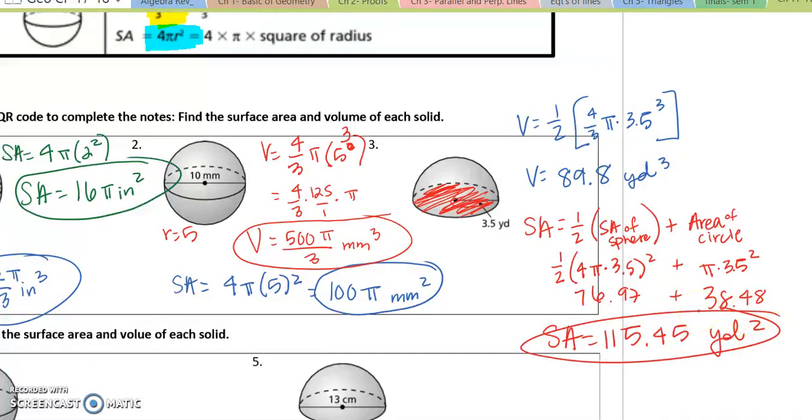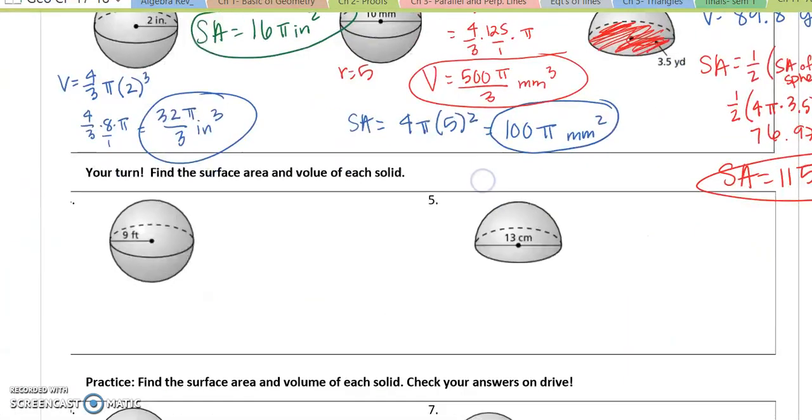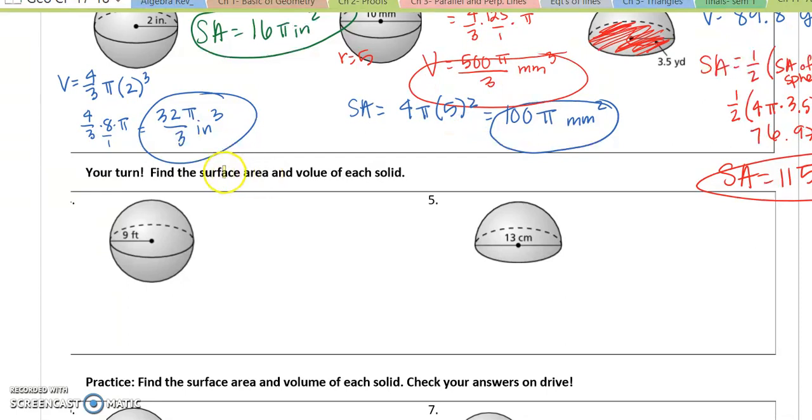Okay, so we got 3 examples, now 2 for you to try. I want you to find both the surface area and volume of each solid. Okay, try them first, pause your video, don't unpause till you're ready to check. Go.